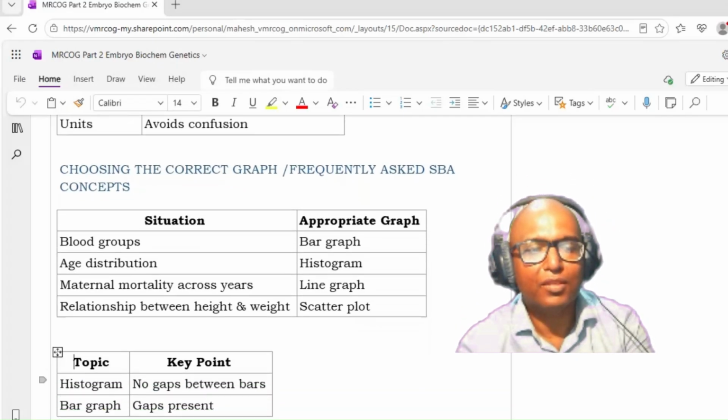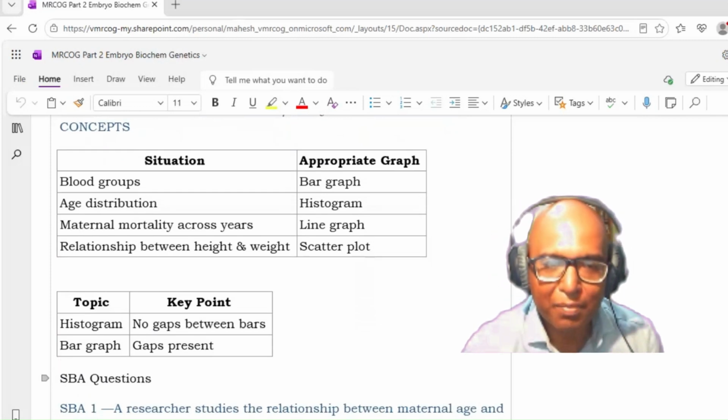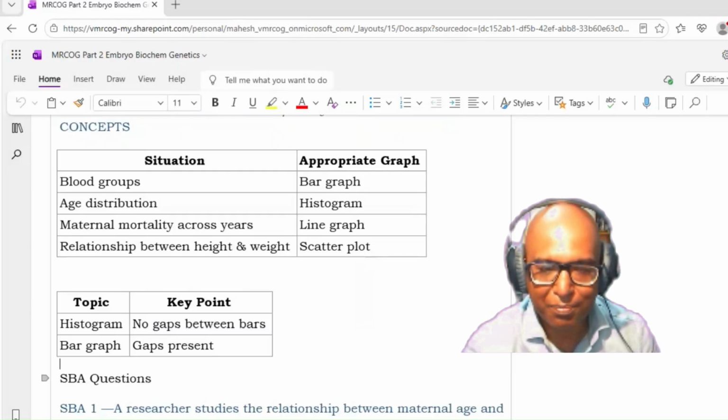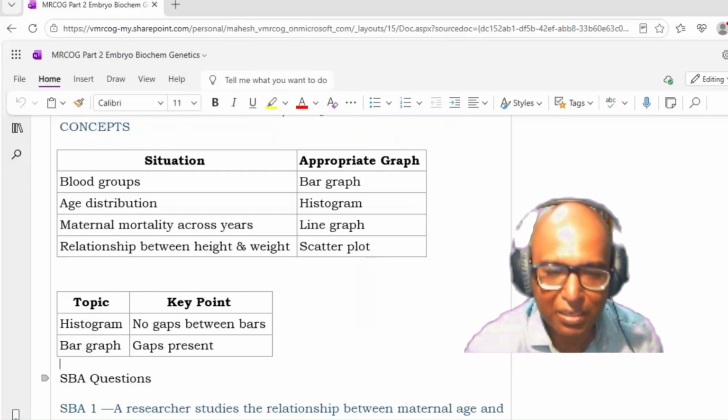Okay. So in histogram, there are no gaps between the bars, while in bar graph, the gaps are present. Okay, so that finishes today's topic of graphical representation.